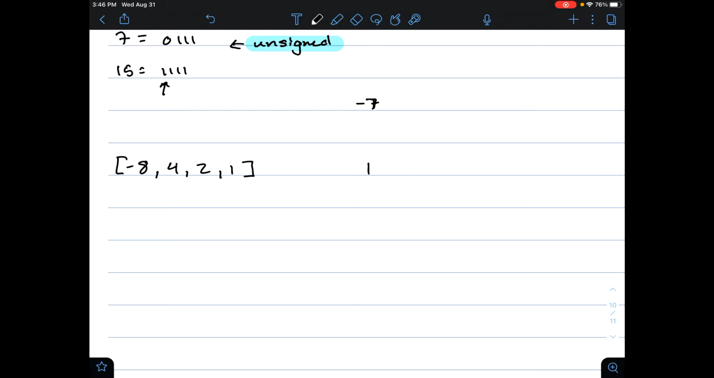And how do you make negative 8 into negative 7? Well, you add a positive 1. So this signed number is not equal to, but represents, negative 7.